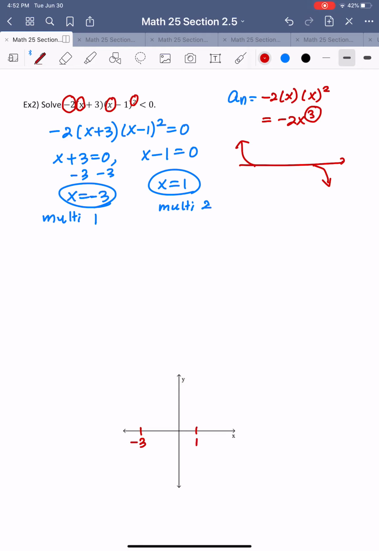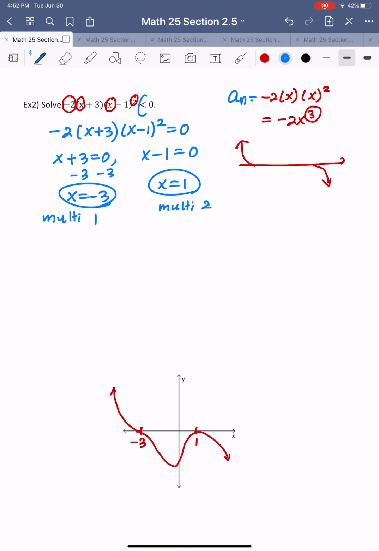So it's going to be this to this. And then negative 3 has multiplicity 1, which means it crosses. Then you might touch at the y-intercept somewhere and go up. Yeah, that's all.